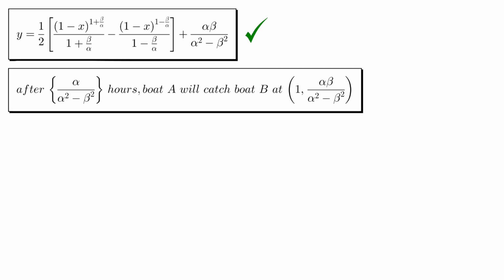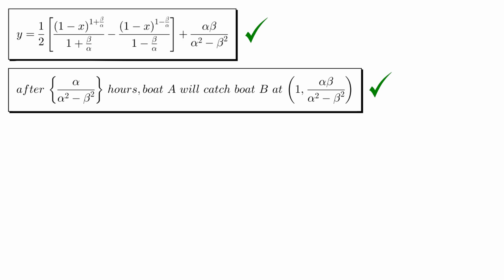So after alpha over alpha squared minus beta squared hours, boat A will catch boat B at the point 1 comma alpha times beta over alpha squared minus beta squared. And that's your answer. So 2 down, 1 to go, my friends. And we're done with this problem.